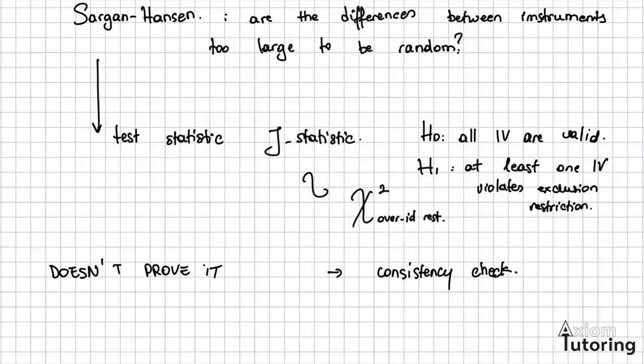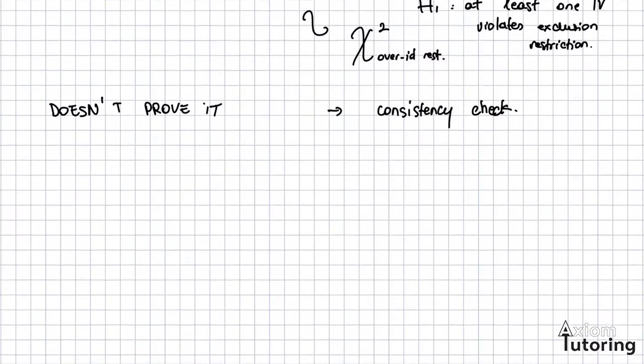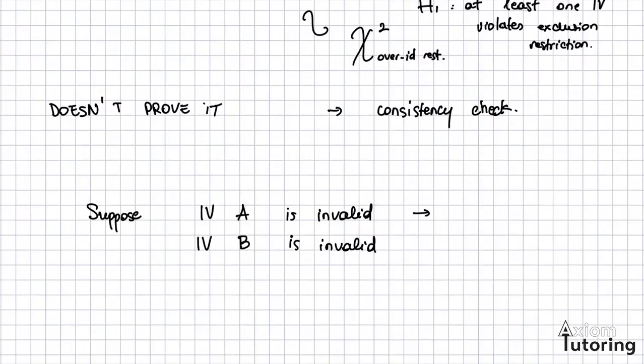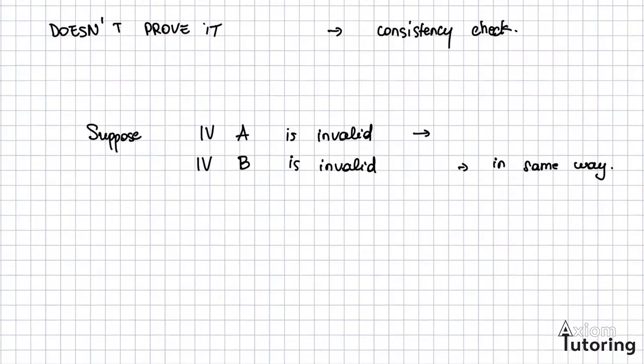There is a critical limitation. Suppose that instrument A is invalid, and instrument B is also invalid. Instrument A violates the exclusion restriction, and B does so in exactly the same way. Both instruments are broken, and they are broken in the same direction. So they still agree with each other. The test will see consistency and it will fail to detect the problem.